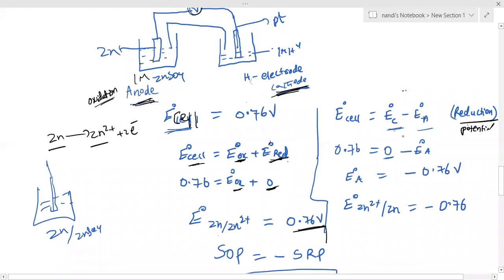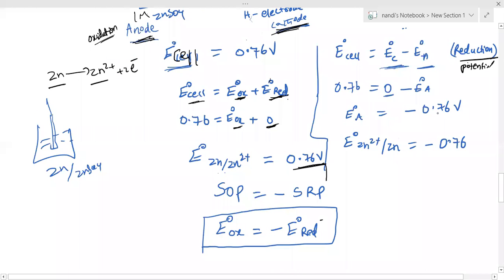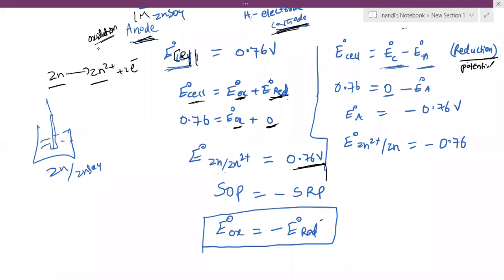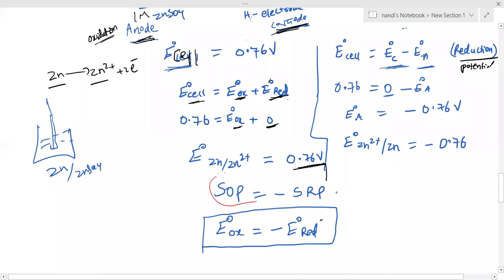Understood? Electron gain is reduction potential. Oxidation potential and reduction potential have opposite signs. You can check this in this question: the reduction potential is minus 0.76, and the oxidation potential is 0.76. Both have the same value but opposite sign. So standard oxidation potential equals minus standard reduction potential. Please note down this point, and these two formulas. I mentioned this in the previous class also.